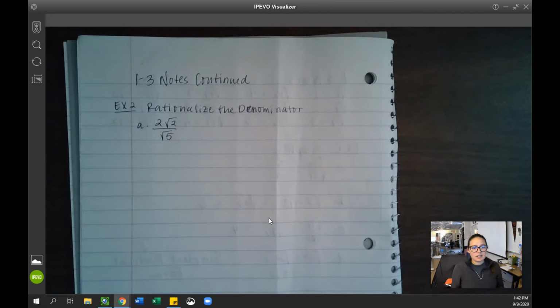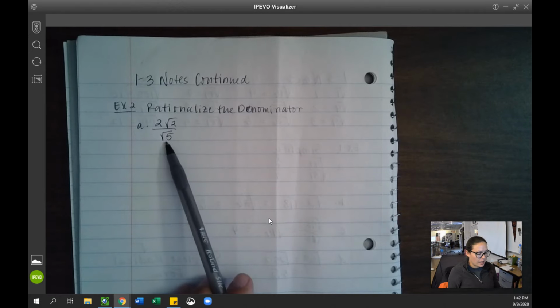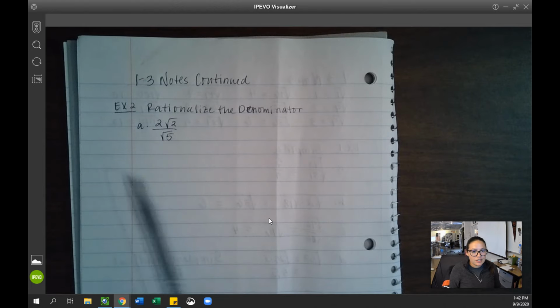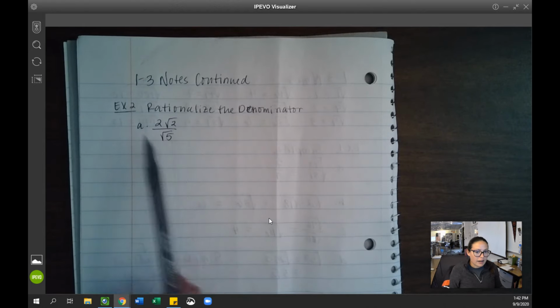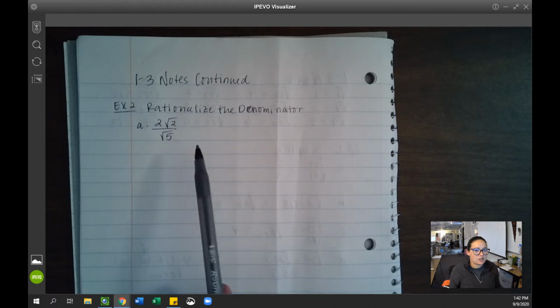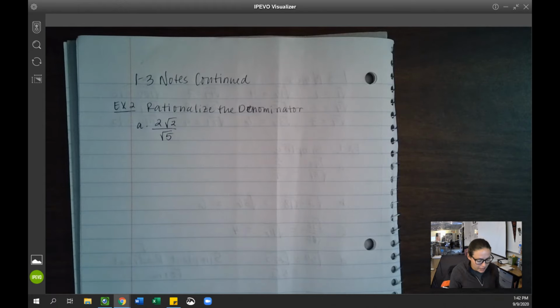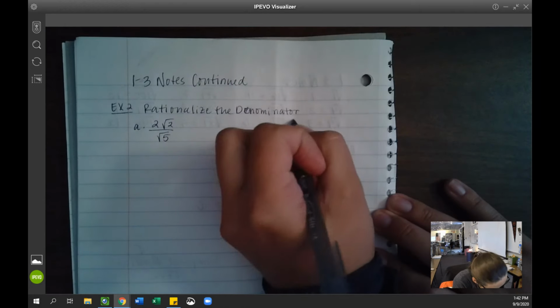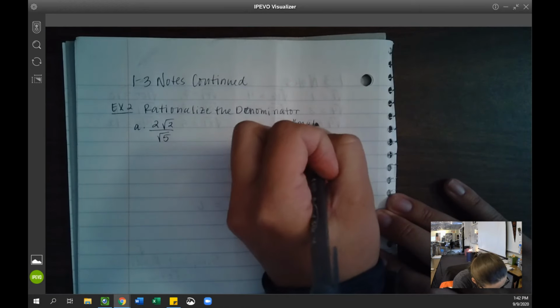But let's say I have something like this. 2 times the square root of 2 over the square root of 5. So what's in the denominator right now? We have the square root of 5. And the square root of 5 is an irrational number. So we need to rewrite this expression in a way that actually has a rational number as the denominator, not irrational.